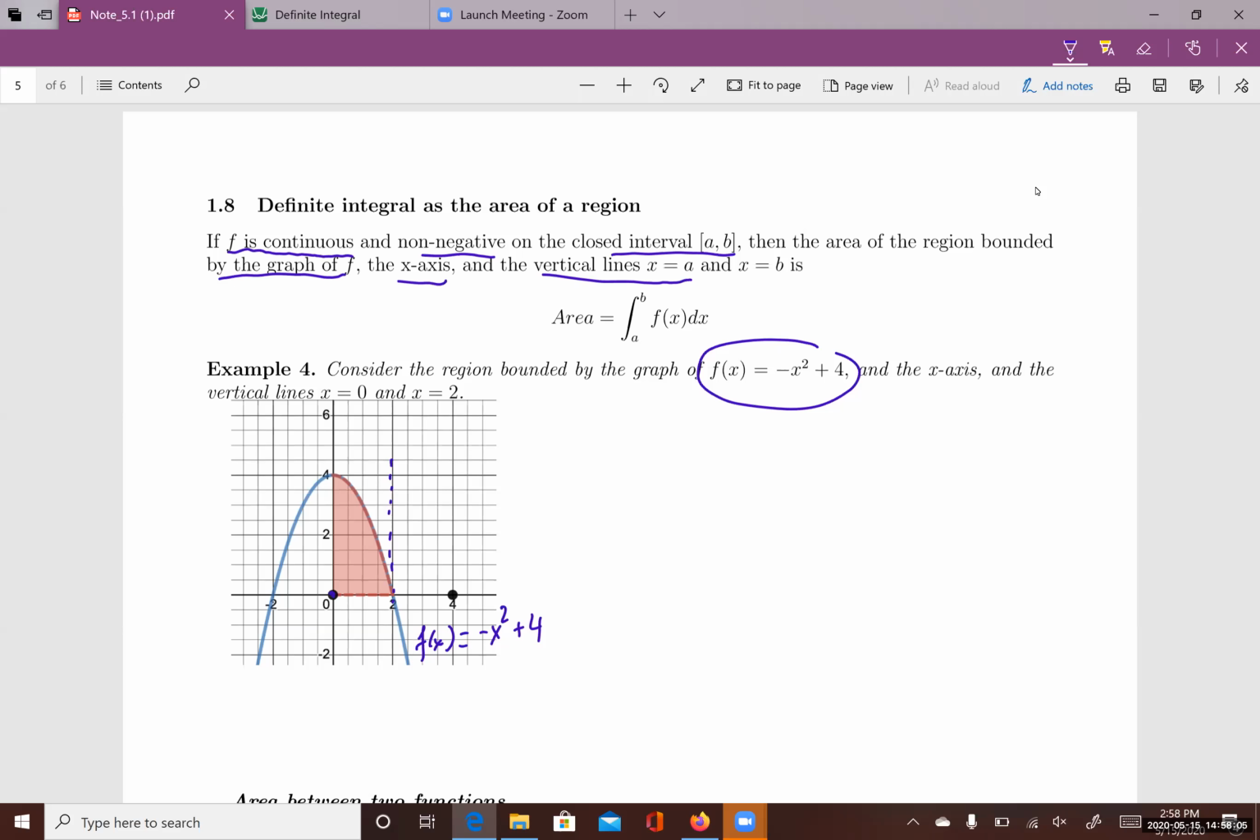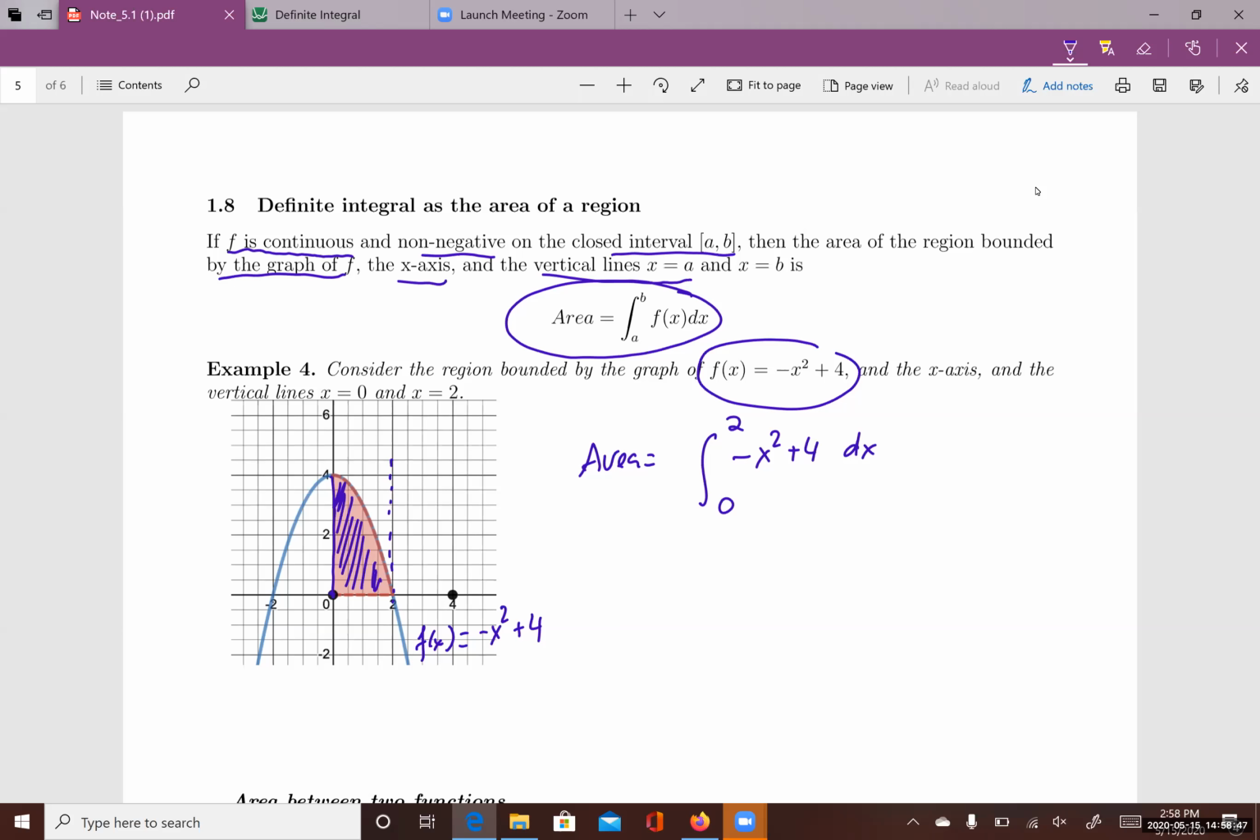And then you can find this, and then the question asks you to find this area right here, right? The area that is bound by this function f of x, the x-axis, and this line x equals 0, and then this line x equals 2. So using this theorem, you can figure out the shaded area here equals the integral of the function negative x squared plus 4 dx from 0 to 2.